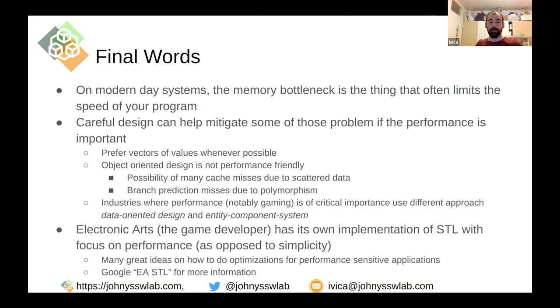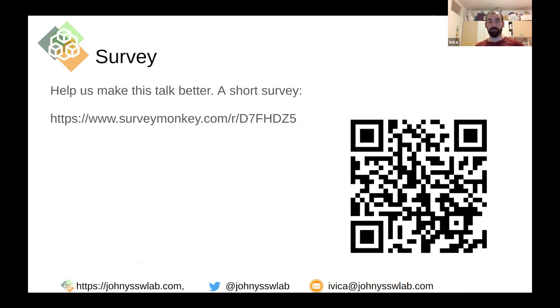So prefer vectors of values whenever possible. Object-oriented design is not performance friendly, so investigate other things like entity component system, data-oriented design. Electronic Arts, the game developer, have their own implementation of STL, which focuses on performance. If you want, you can have a look at how they implemented their stuff and just copy some of the ideas. Just Google EA STL for more information.